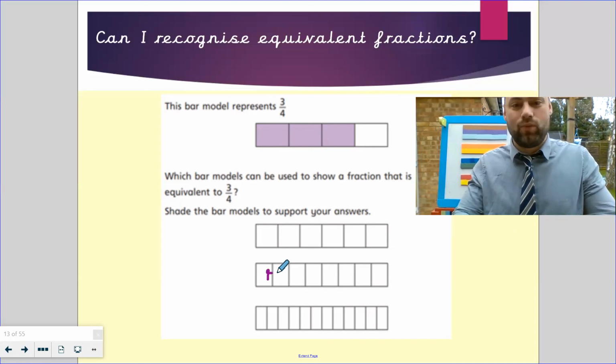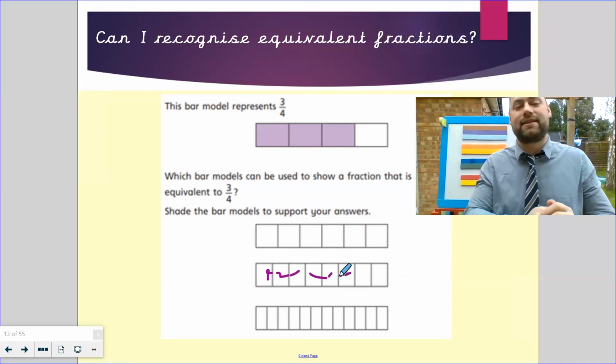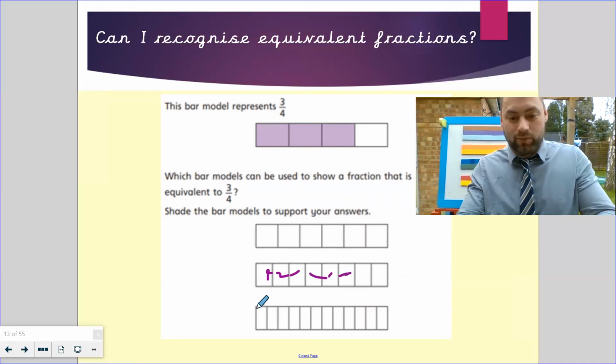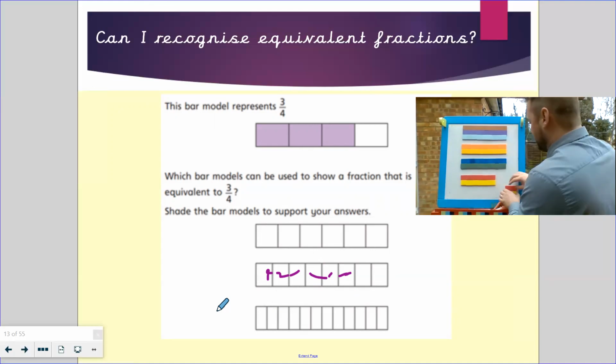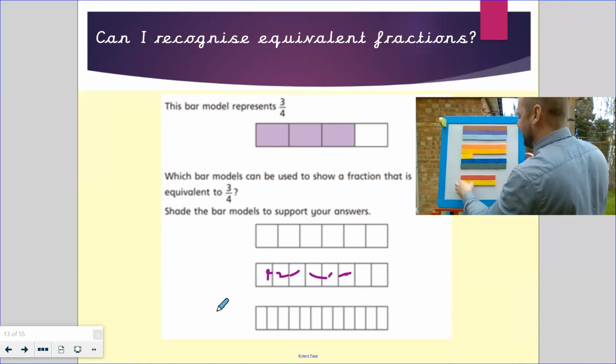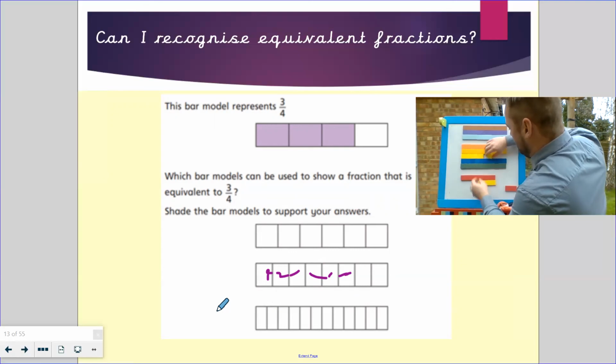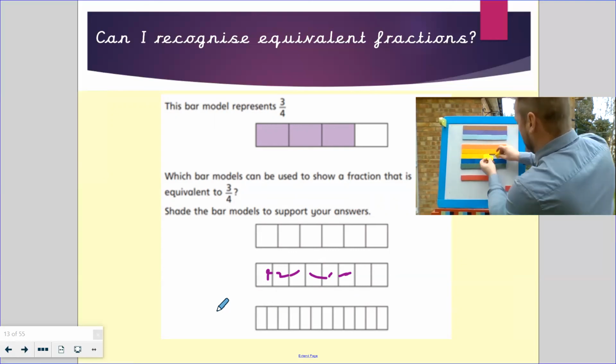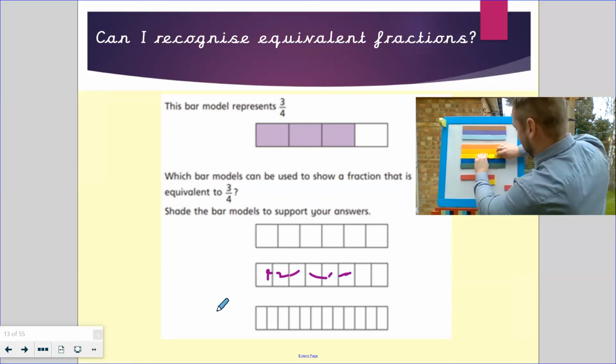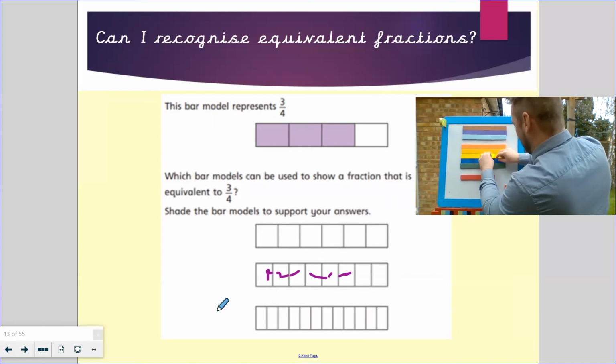So you would shade in 1, 2, 3, 4, 5, 6/8. So that one is correct. And then the bottom one here, we've got 1, 2, 3, 4, 5, 6, 7, 8, 9, 10, 11, 12. We have 12 bars. So now let's get rid of our 8s. Let's put them back up here. Oh, dear me. And then we get our 12s.